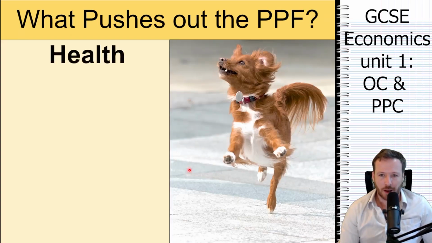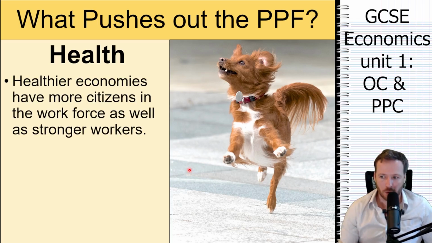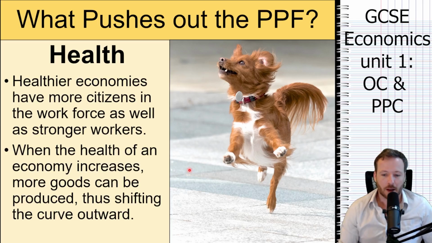Next, health. If the people in your country are really healthy, their diet's really good, they're only going to have 1 or 2 sick days in a year instead of 5 or 10. That's going to increase your productivity significantly. Healthier economies have a higher output per person.